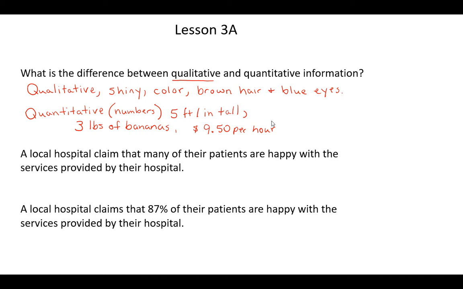It has a number. So, if it says a local hospital claimed that many of their patients are happy with the services provided by their hospital, that's qualitative. Their patients are happy. That's nice. But if the local hospital claims that 87% of their patients are happy with the services provided by the hospital, that's quantitative.